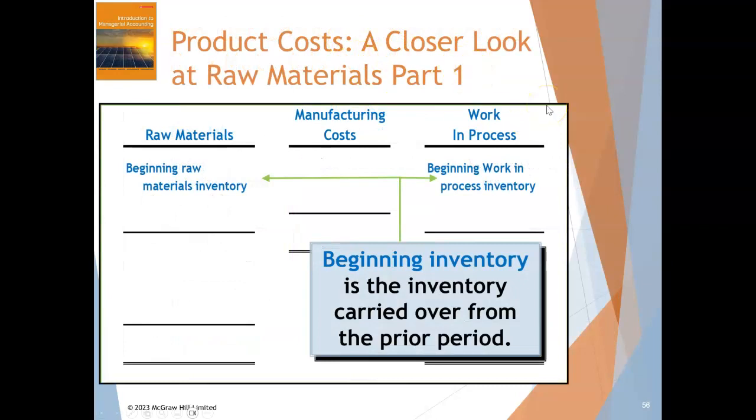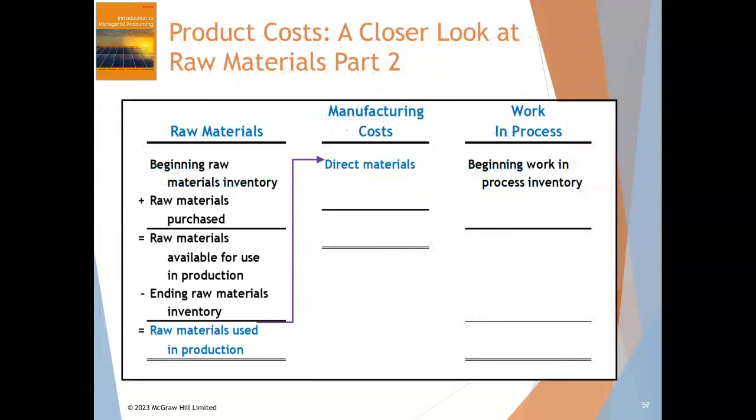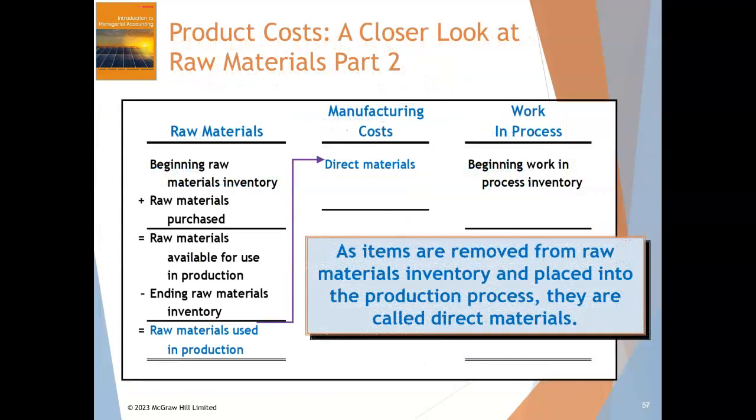Product costs, a closer look at raw materials, part 1. Beginning inventory is the inventory carried over from the prior period. Product costs, a closer look at raw materials, part 2. As items are removed from raw materials inventory and placed into the production process, they are called direct materials.